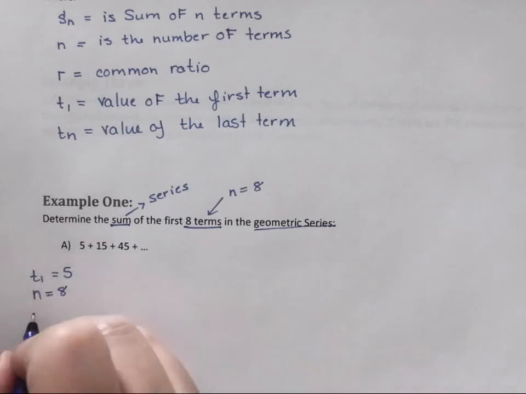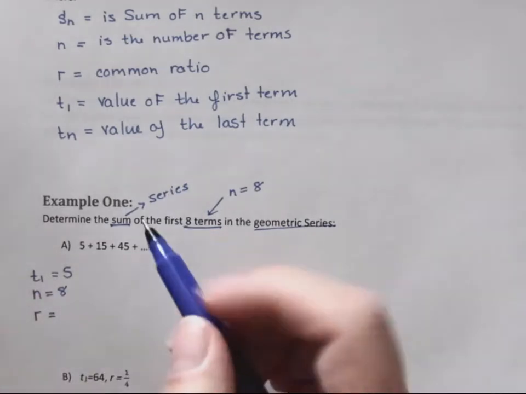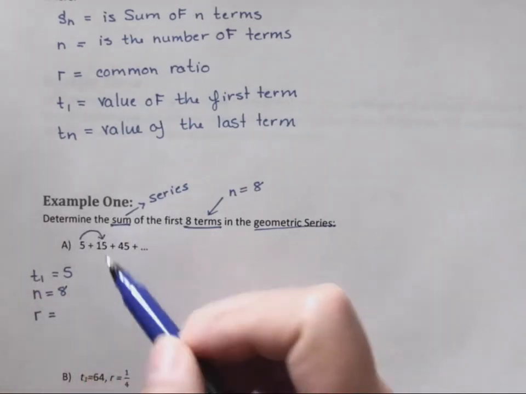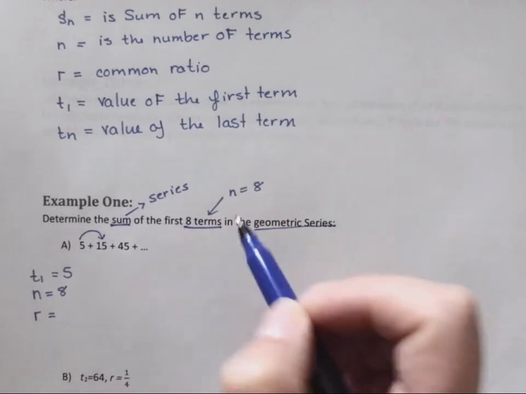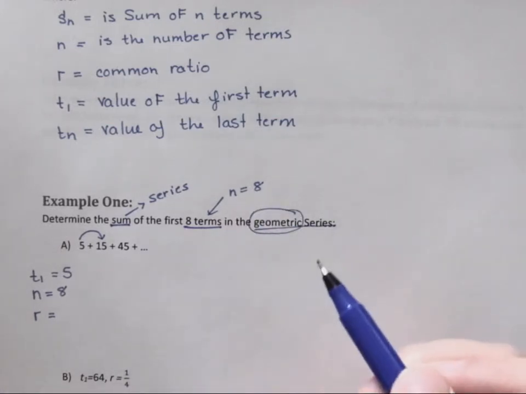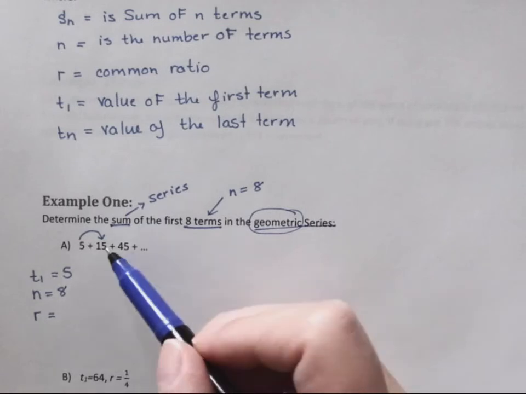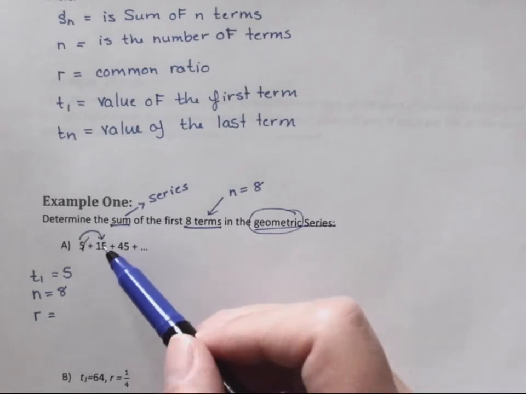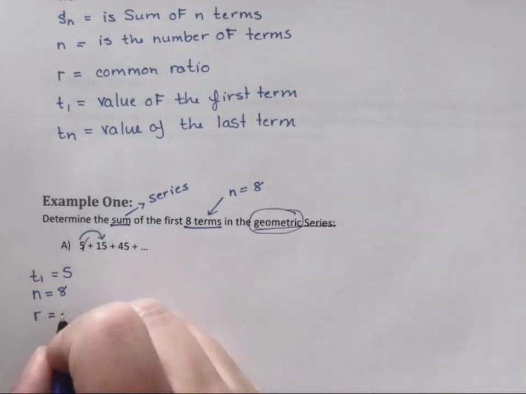And then I guess the next question is the common ratio. How do I get from here to here? What mathematical operation do I do? It's saying geometric, so I know I have to multiply by something. So I think most of us can figure out that we're timesing by 3 to get to our terms.